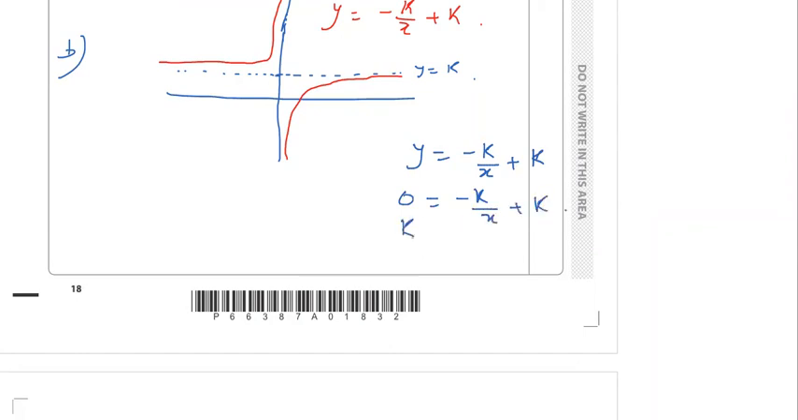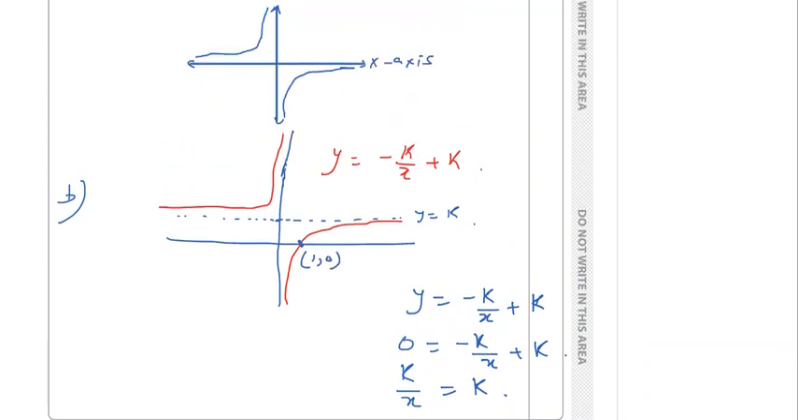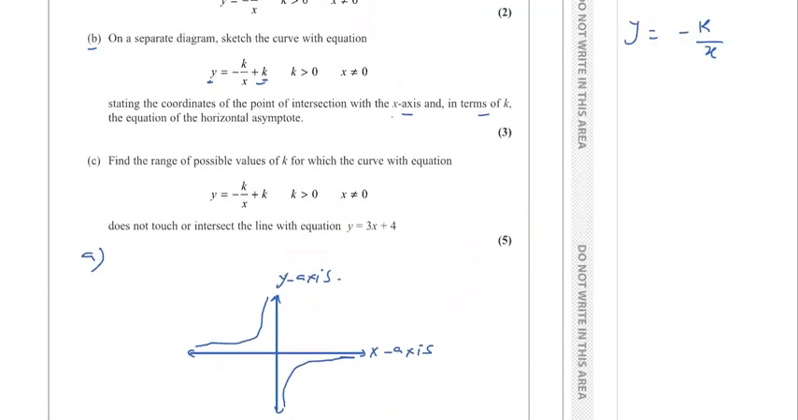I will get 0 equals minus k over x plus k. That will be k over x equal to k. So x will be k over k, which is equal to 1. So it means the point of intersection with the x-axis of this curve y is equal to minus k over x plus k will be 1, 0. While the equation of the asymptote is y is equal to k, because now its horizontal asymptote will be y is equal to k.